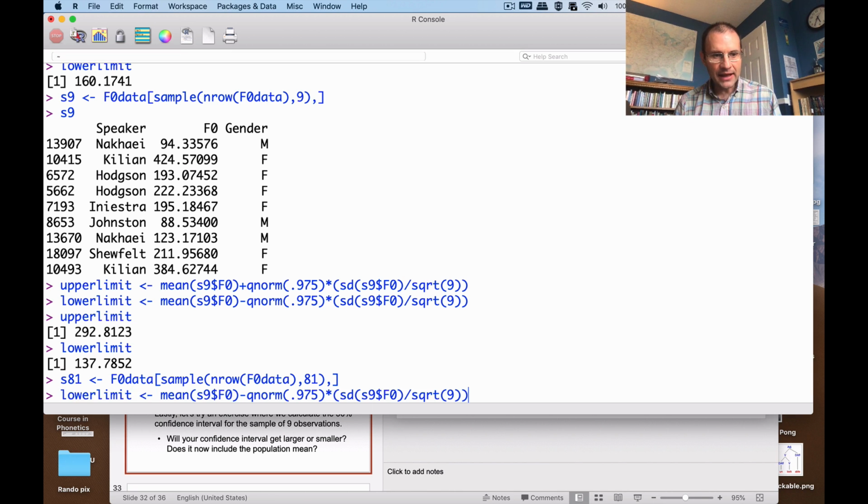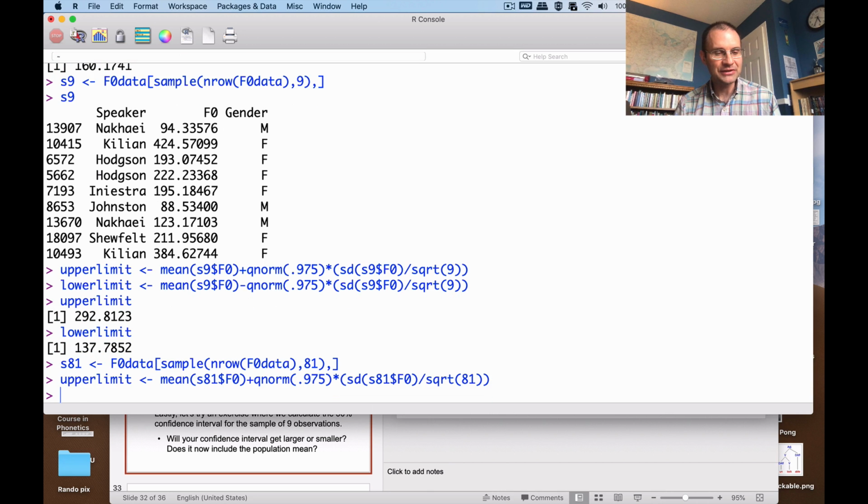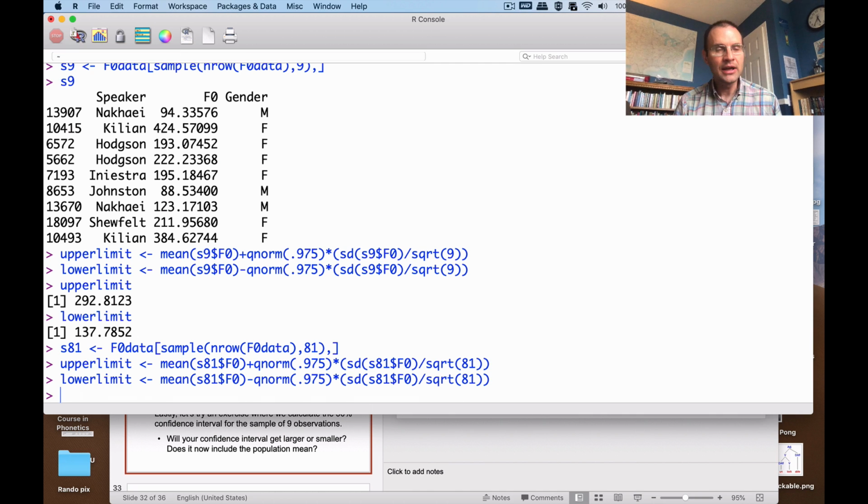And having done that, I need to calculate new upper and lower limits for a new confidence interval. The population mean is not changing here at all. Just keep that in mind. We have the same underlying population, but I'm taking a bigger sample from it. And in doing that, we'll see what our upper and lower limits look like for our confidence interval. Still a 95% confidence interval. The only thing that's changed is this number 81.